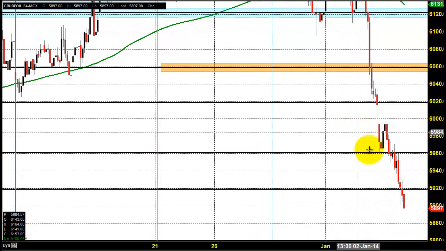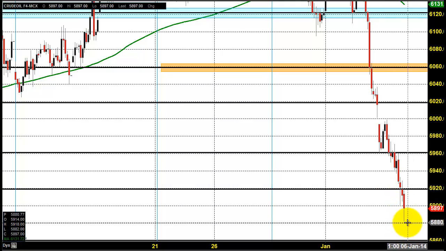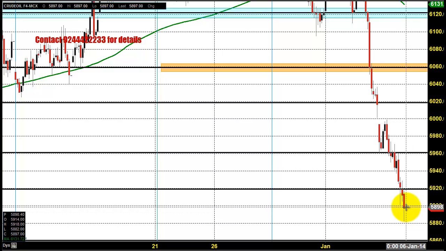So what happened after that? The price came down till 5880s, and the price closed around 5897. So this was the entire price action that happened in the last week.